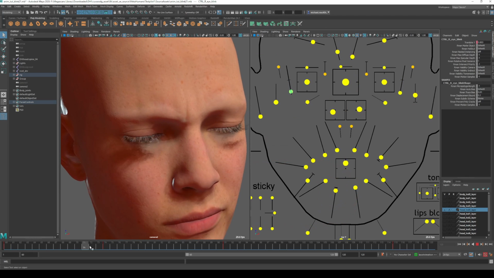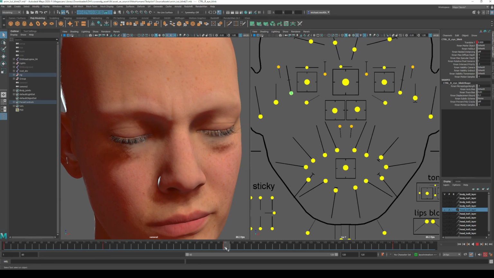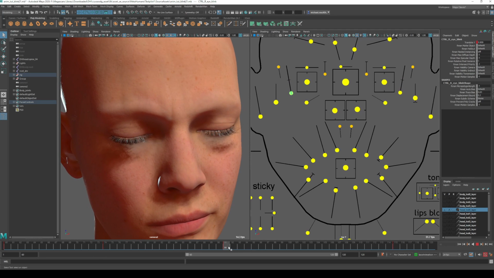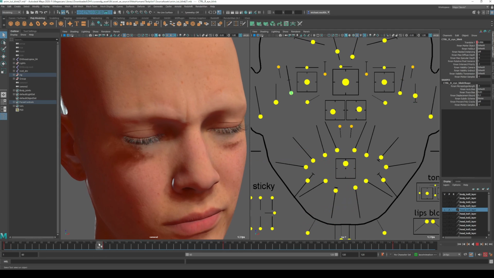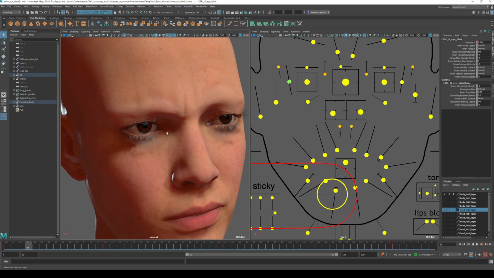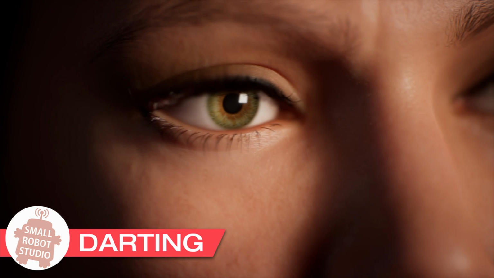So the downward blink is about 14 frames. And then the up takes from about 91 to 115. So about 25 frames. So 14 to 25, it's not quite 1.5, but it's close enough. The main thing that you should be taking away from this is that the downward motion of the eyelids is always quicker than the upward motion. And this is consistent regardless of the style of blink and the timing of blink that you're working with. Tip number three is darts.